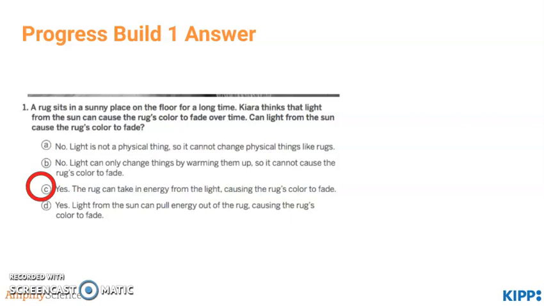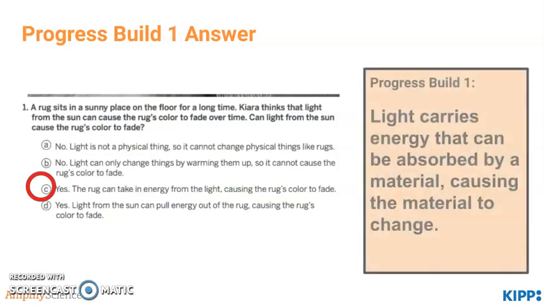The correct answer to this question is C. Students who answer this question correctly understand that light carries energy, and that when energy is absorbed by a material, the material changes. Therefore, the rug was able to take in energy from the light, which caused the rug's color to fade. The most common wrong answer would be D, which is that students think that light from the sun actually pulls the energy out of the rug. We really want to make sure students are understanding that the rug is taking in the energy from the light.